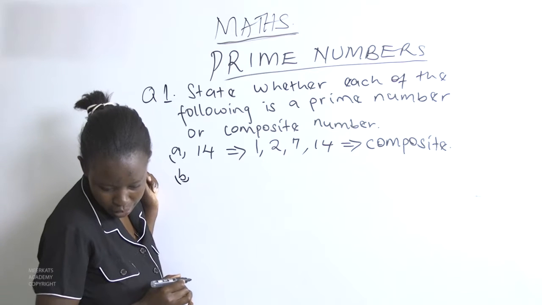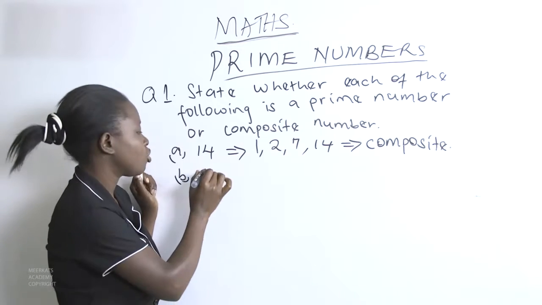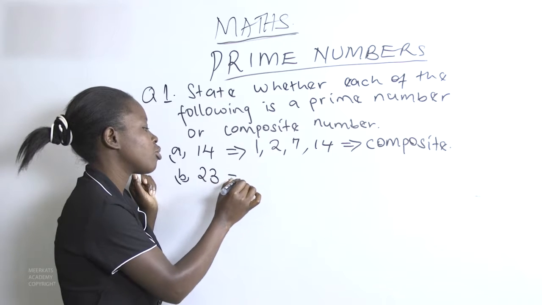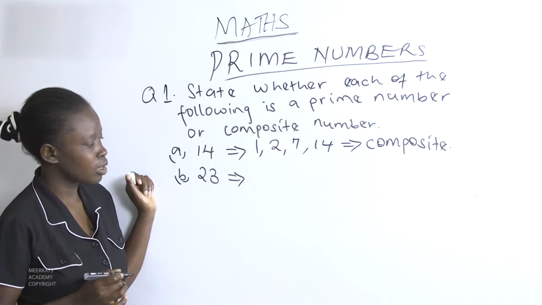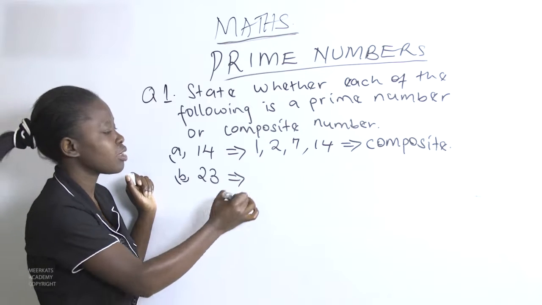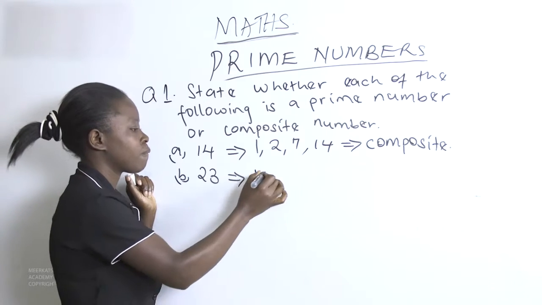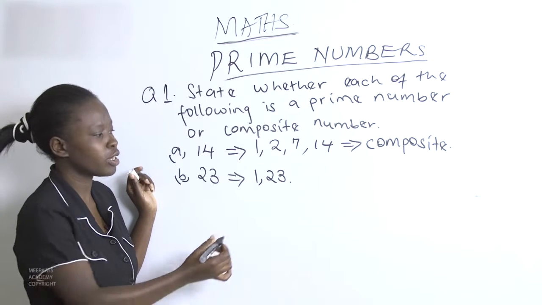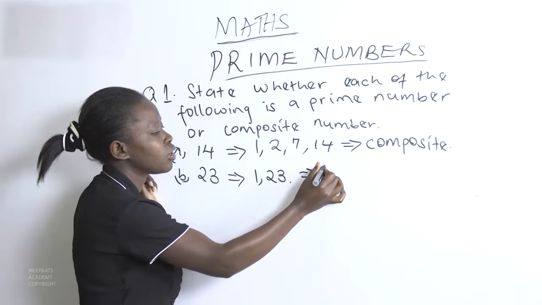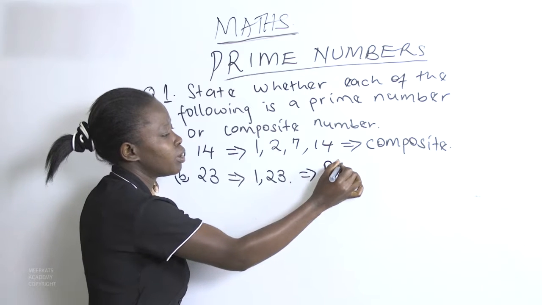The second number we have is 23. So we find the factors making up 23, and we get that 23 has the following factors: 1 and 23 itself. Since we have only 2 factors, it means 23 is a prime number.